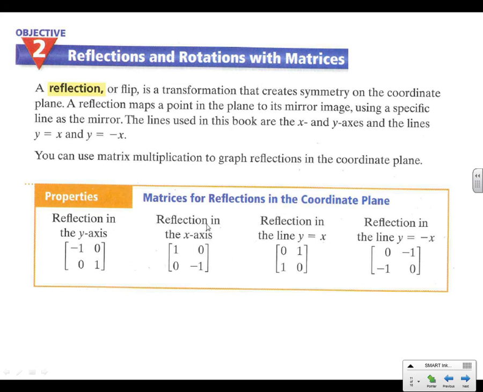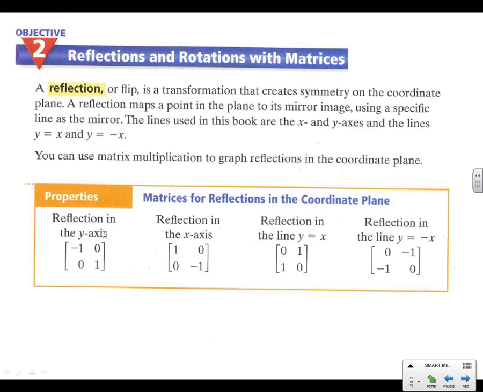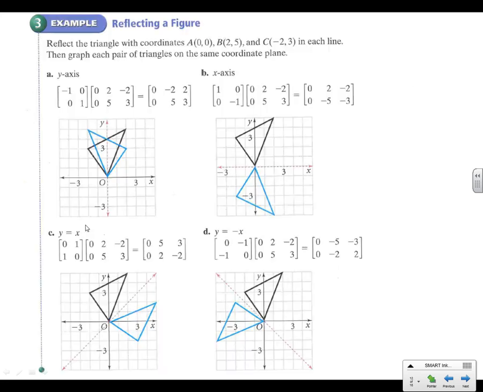Reflection in the y, in the x, over the line y equals x, and over the line y equals negative x. If you have those down, pause it if you don't, but if you have those down, here's how we can reflect a shape, an image, without having to do it graphically. We could do it straight from our matrix. We want to take this shape with these coordinates, 0, 0, 2, 5, negative 2, 3, about the y-axis. So we're going to go back and grab our y-axis matrix, which is this one, and multiply them together.